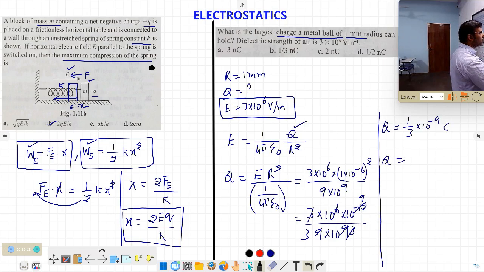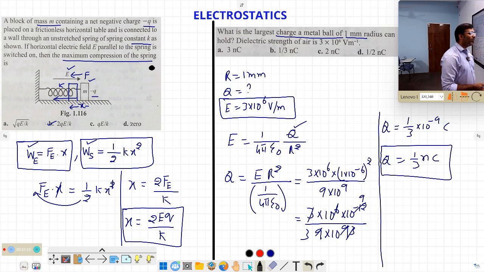So Q is equal to 1 by 3, 10 power minus 9, which means nano coulombs. 1 nano is equal to 10 power minus 9. Now look at the options here: 3 nanocoulombs, 1 by 3 nanocoulombs, 2, 1 by 2. So what is the correct answer? 1 by 3 nanocoulombs is correct for this question.